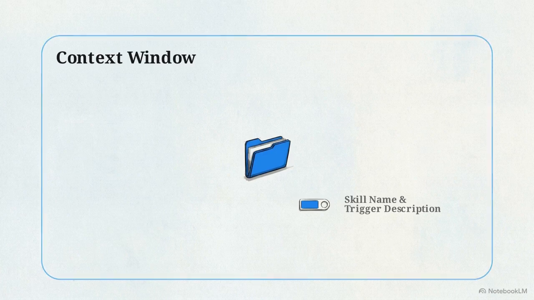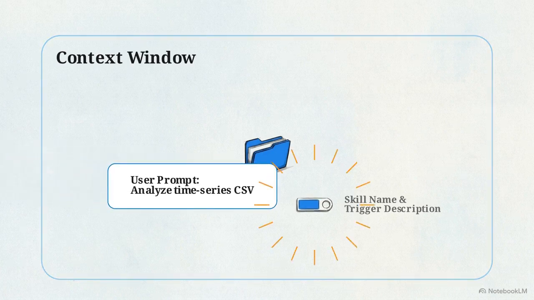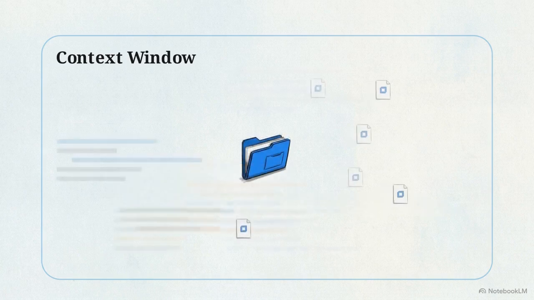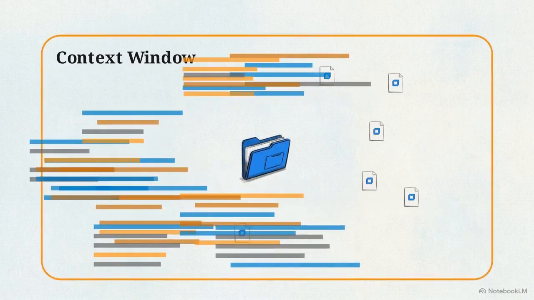It does not load the entire skill right away, keeping only the skill's name and a short description in its active memory. When the orchestrator matches a user prompt to that specific description, the full, dense markdown instructions are finally disclosed and loaded into the active context window.